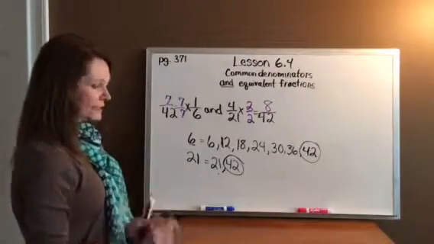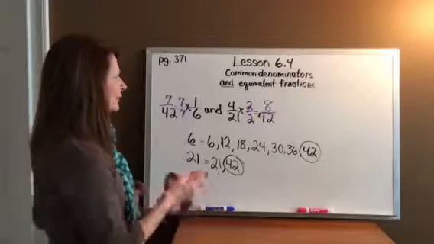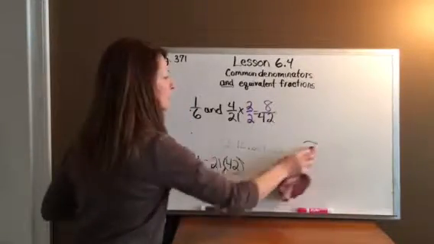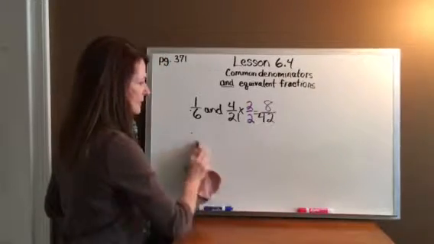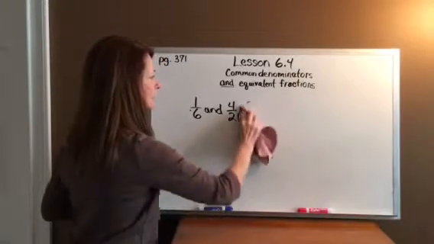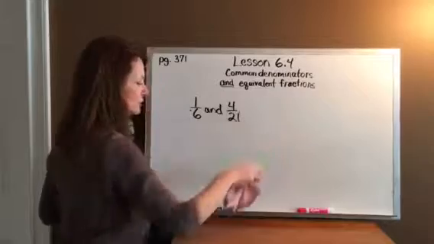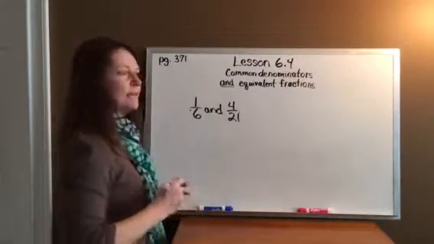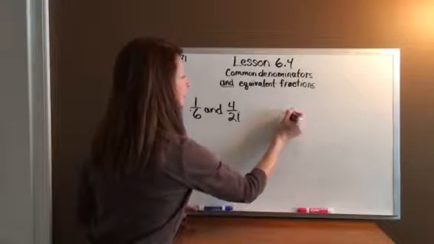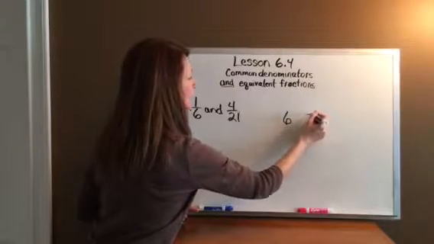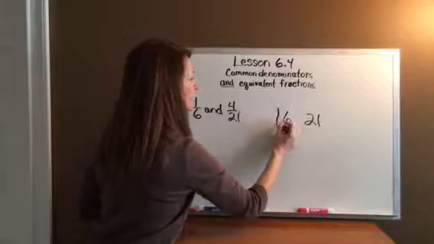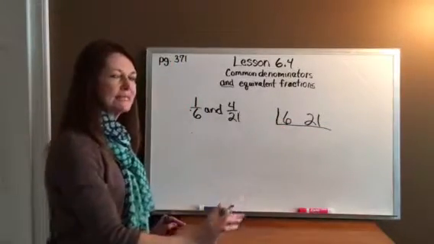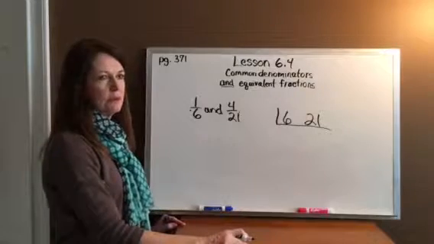Here is the other way that I much prefer. Let's go ahead and erase all this extra right here. And we're going to do the stair method, looking for that least common multiple, least common denominator. So I'm going to take my denominators, my 6 and my 21, and I'm going to plug those into the stair method.